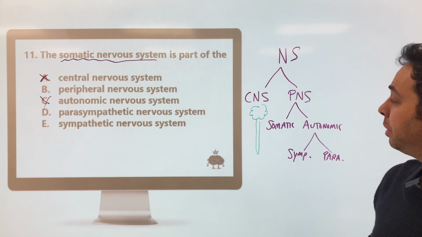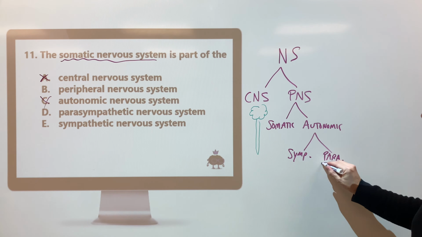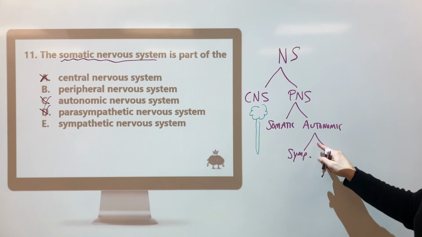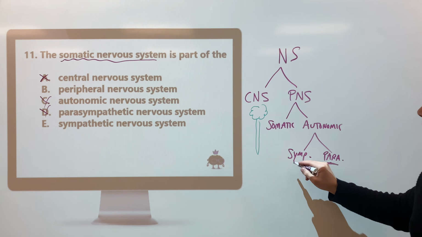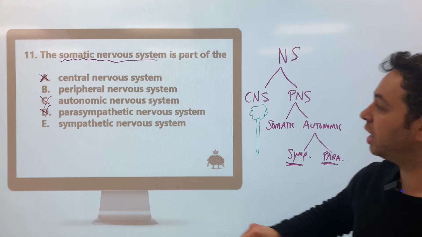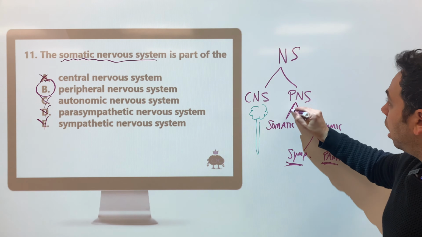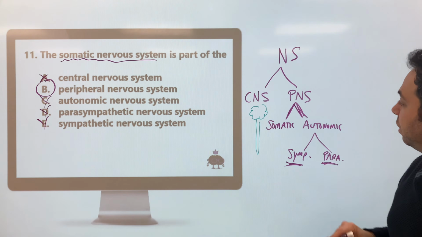All right, what about parasympathetic? Well, that's part of the autonomic system. That can't be right. What about E, sympathetic nervous system? Well, that is also a division of the autonomic system, so that can't be right either. So instead, our answer is B. Our somatic is part of our peripheral nervous system.